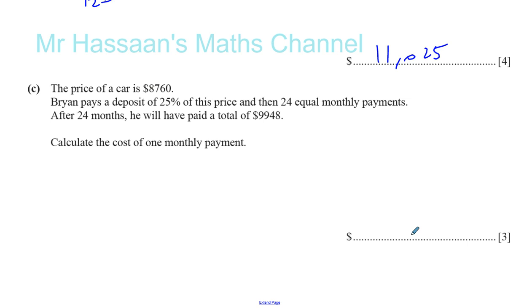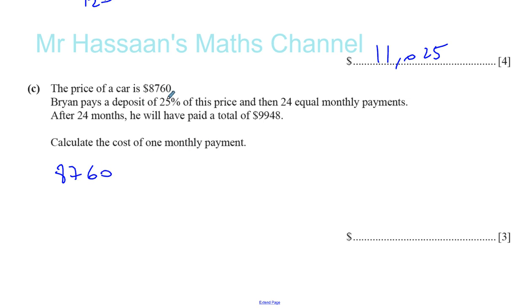Okay, finally, part C. The price of a car is $8,760. Brian pays a deposit of 25% of this price and then 24 equal monthly payments. After 24 months, you will have paid a total of $9,948. Calculate the cost of one monthly payment. So he pays 24 equal payments, and you've got to find out what one of the monthly payments is. So it's 8,760.